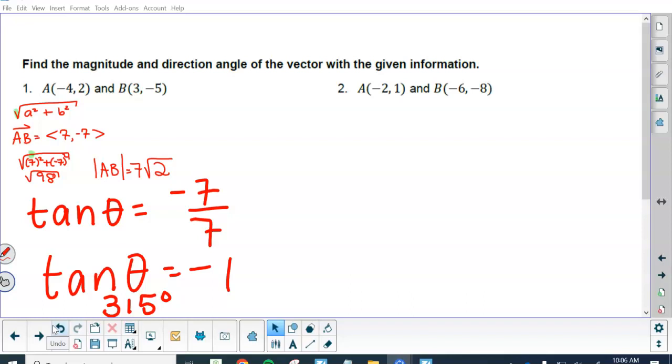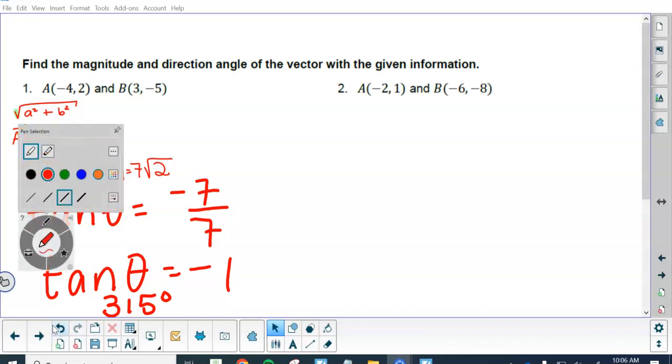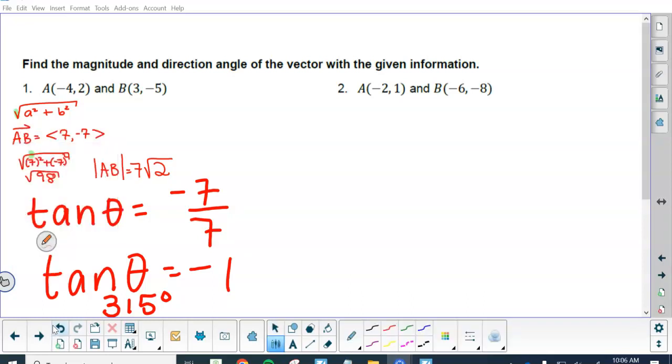Number 2. Starting all over again. So for number 2, let's go ahead and find the magnitude. Well, actually, let's find the vector form first. So the vector form is going to be -4, -9. Now let's find the magnitude.